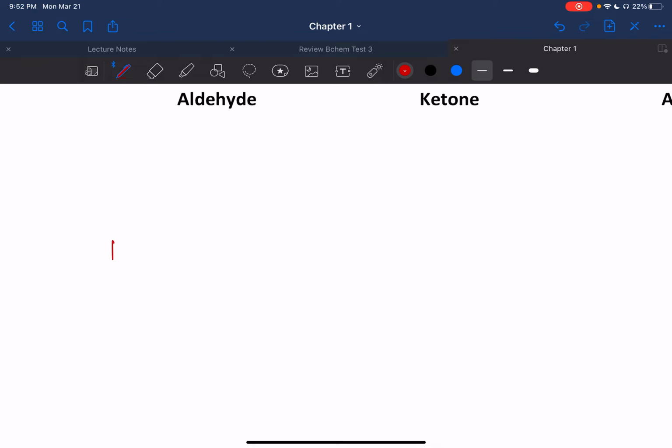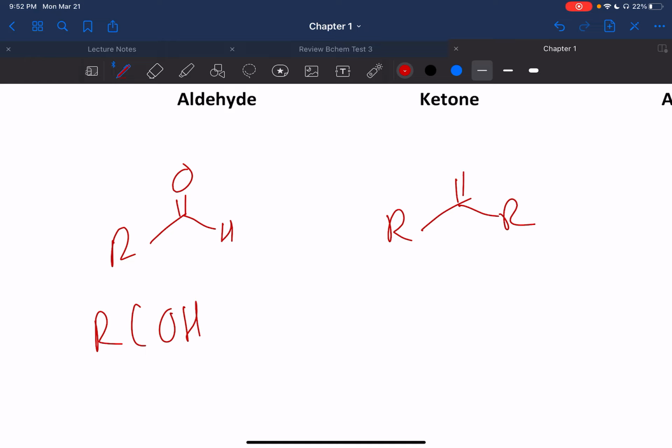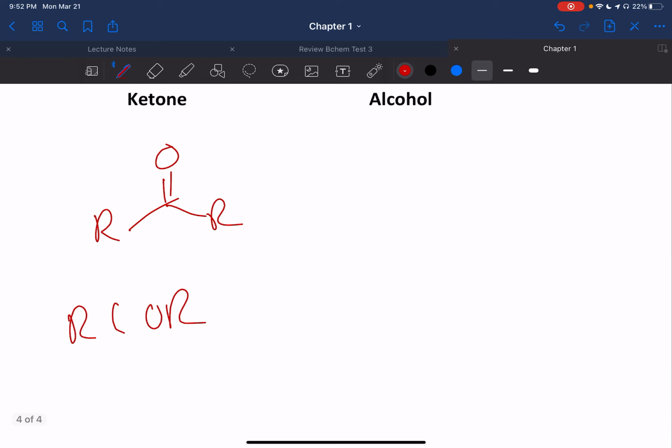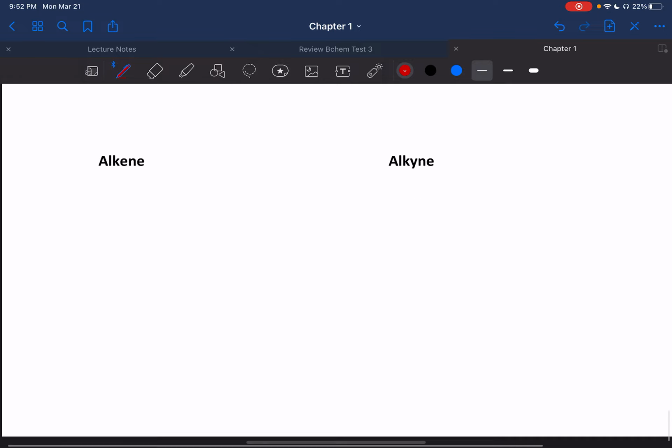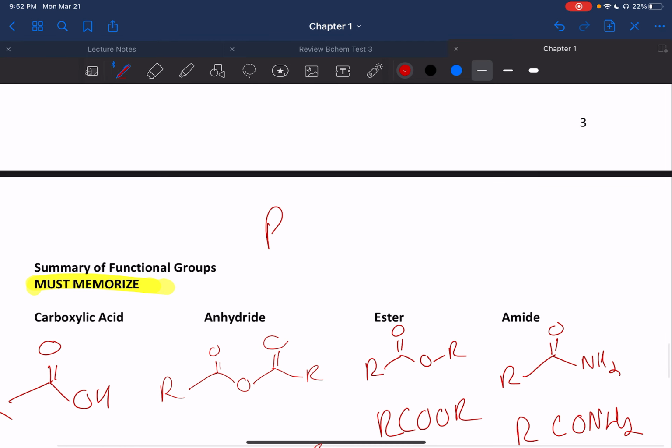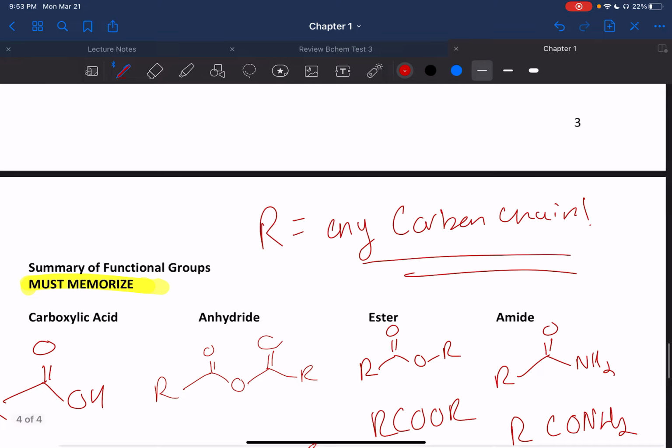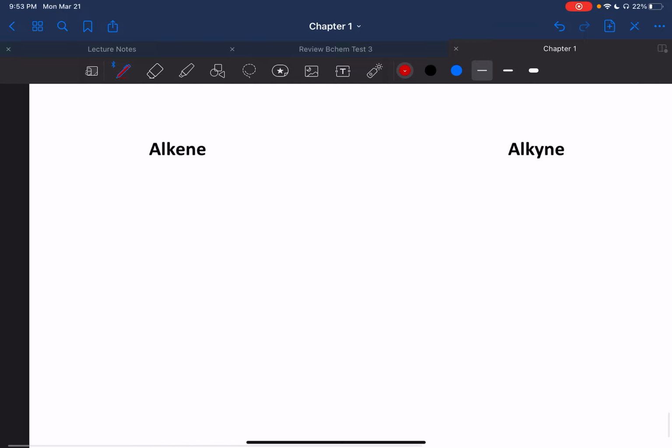Then you have the aldehyde, RCOH. And you have the ketone, RCOR. You have the alcohol, ROH. And remember, R equals any carbon chain. That could literally mean anything.